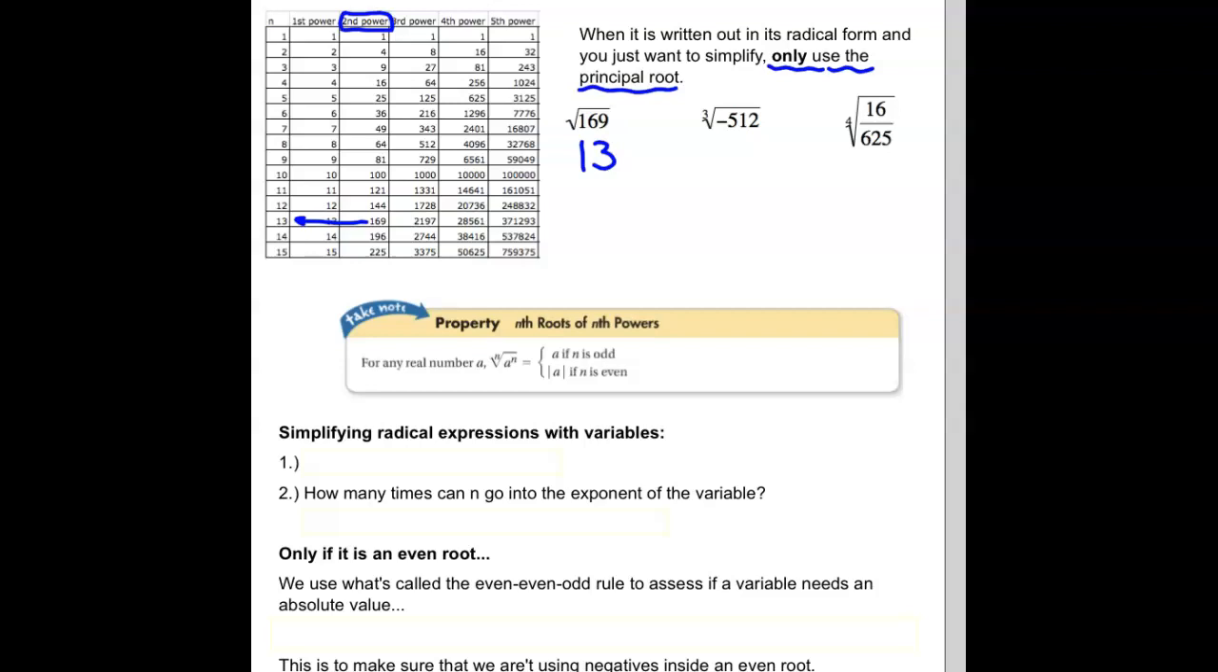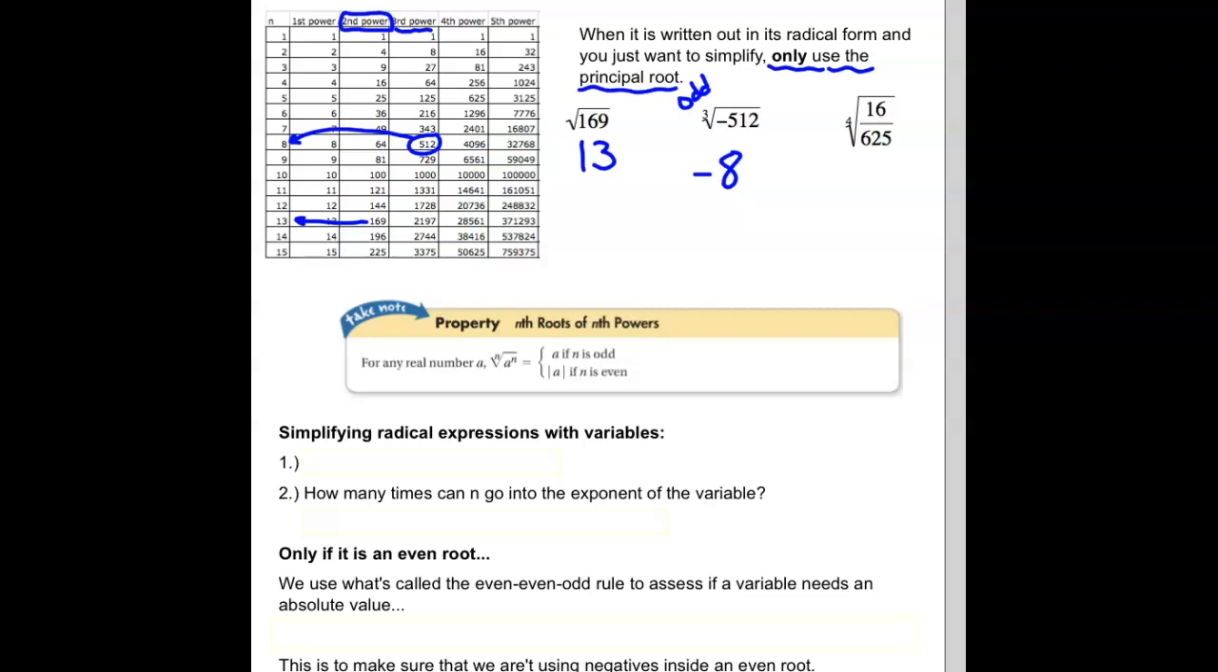The cube root of negative 512. So now we move to our cubes. We find 512. We look back at its root and it's an 8. We are taking an odd root of a negative number. We are just going to get the negative root out. So a negative 8 instead of just a plain 8.